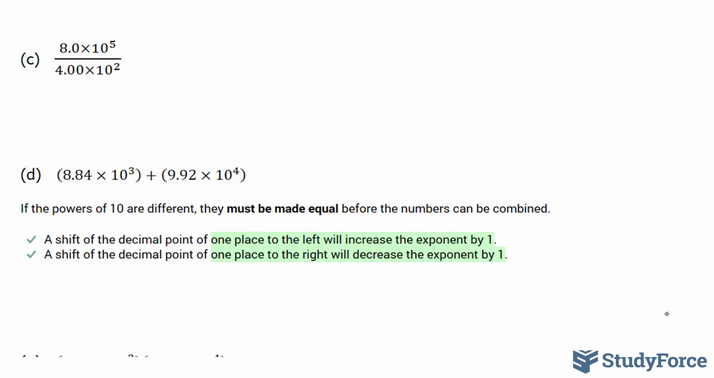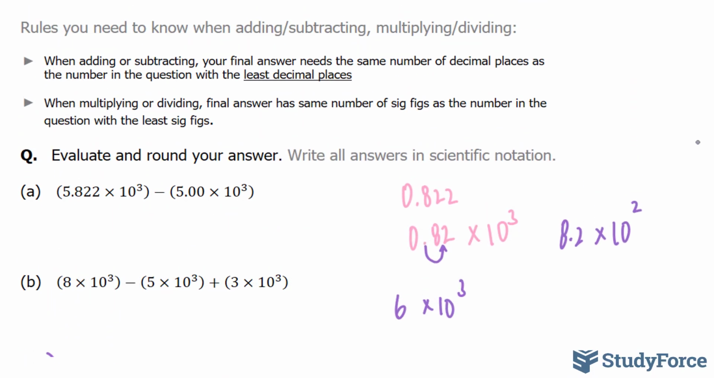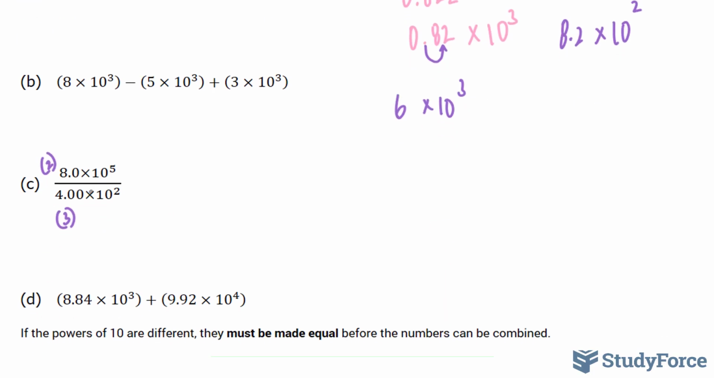Now, in order to answer this correctly, we'll start off by dividing 8 and 4 together. 8 has 2 significant digits, 4 has 3. So our final answer when we divide 8 and 4 should also have 2 significant digits, which goes back to this rule. When multiplying or dividing, the final answer has to have the same number of significant figures as the number in the question with the least. So in our case, this has 2, and our final answer will be 2.0. Now also, keep in mind that here we have 10 to the power of 5 and here we have 10 to the power of 2.